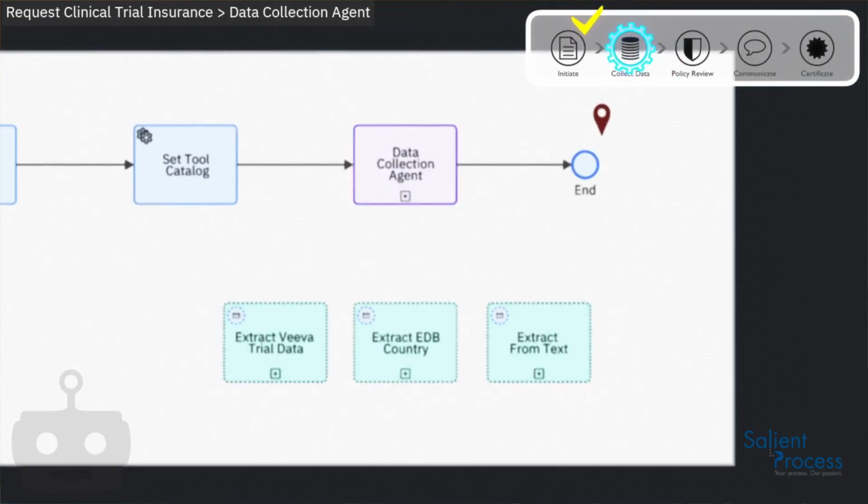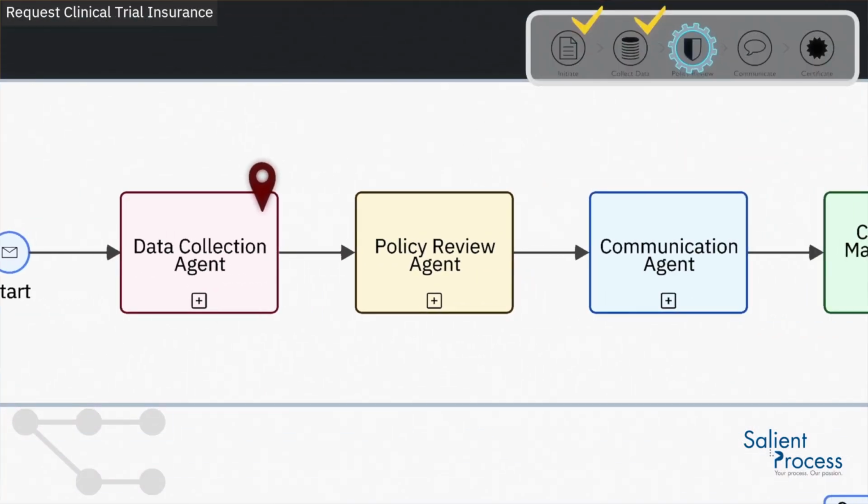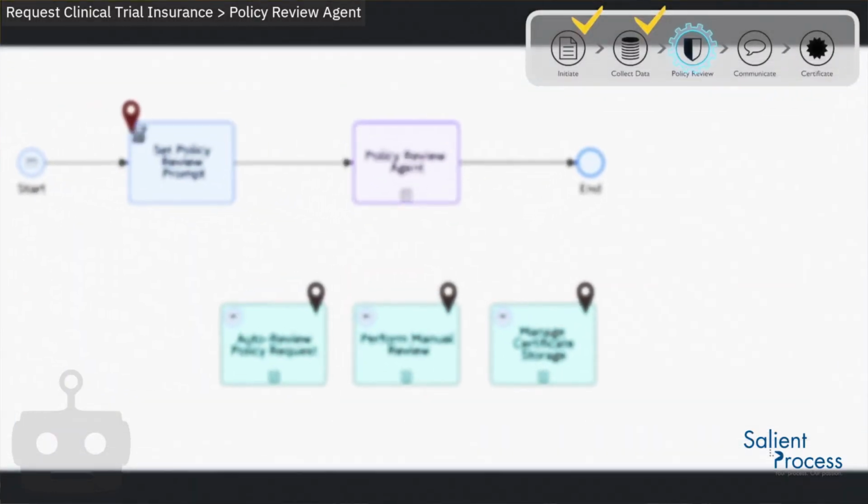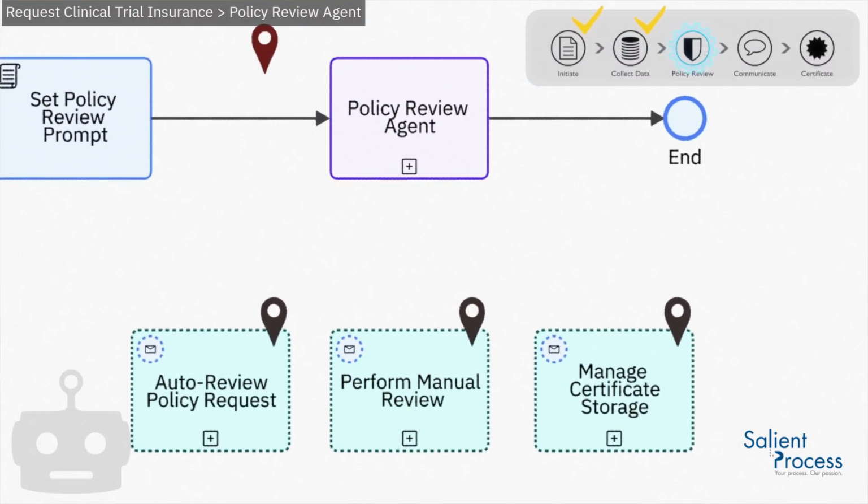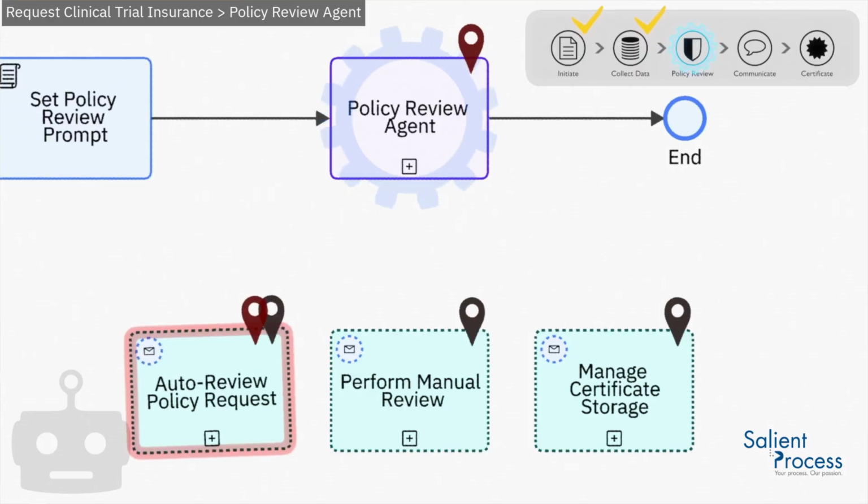Now I'm back up to the top level process, which is a deterministic process. We're going to drill into the policy review agent. Okay. And same thing as before. I'm going to set the prompt and I'm going to call my policy review agent. So this is kind of an interesting one.